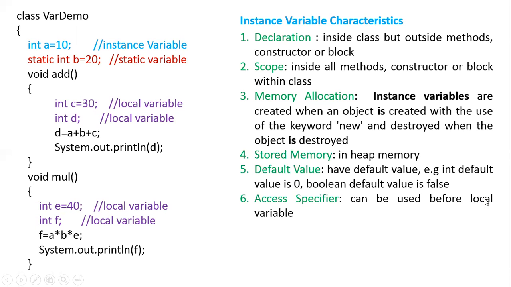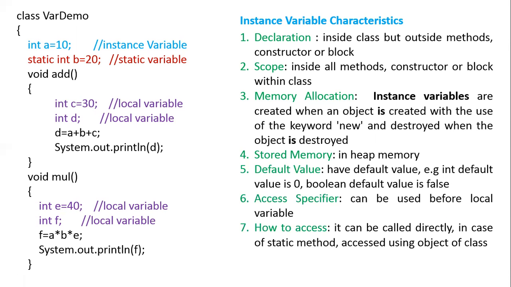Sorry, I made a mistake here. By mistake, I have written local variable. It should be instance variable. So access specifiers can be used before instance variable. If we do not specify any access specifier, then the default access specifier will be used before these instance variables.